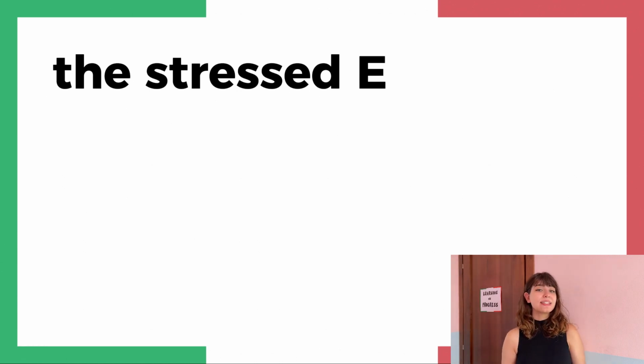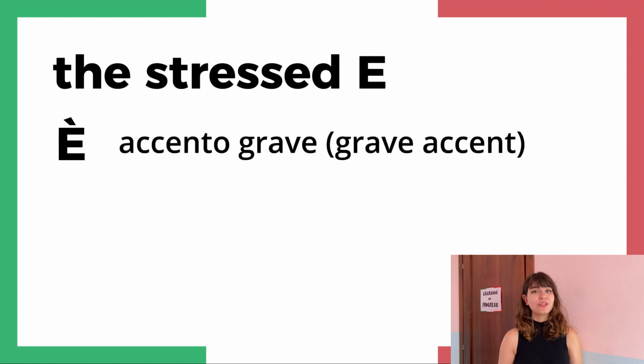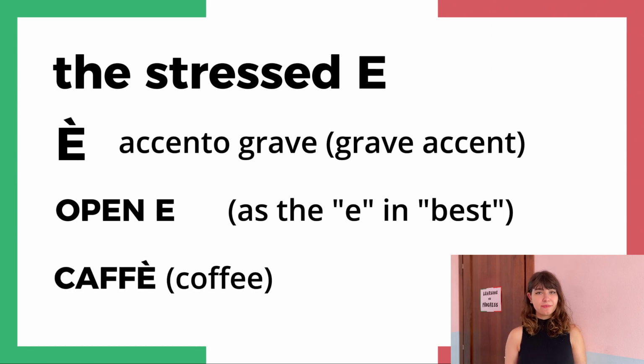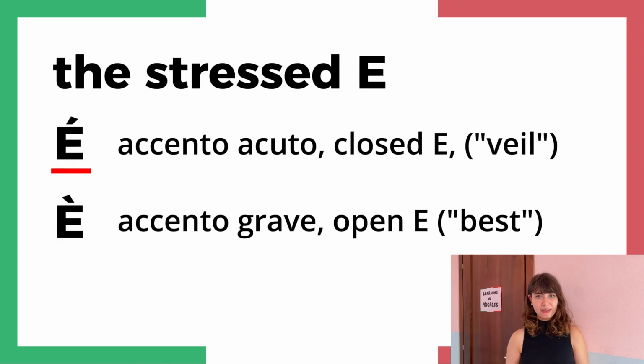Instead, when the accent is shaped like this, so it's higher on the left and lower on the right, it's called accento grave. If you see an E with an accento grave, you have to pronounce it as an open E. For instance, caffè. This word has an accento grave on the E. Therefore, you have to pronounce it as an open E. Remember, E as in best. Caffè, caffè.